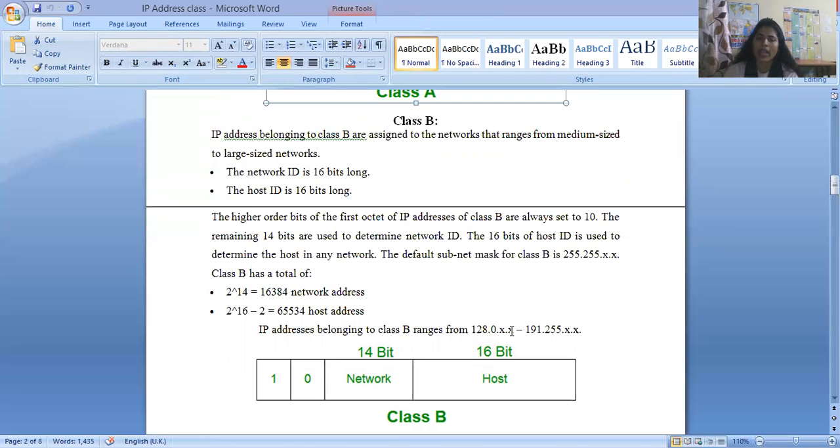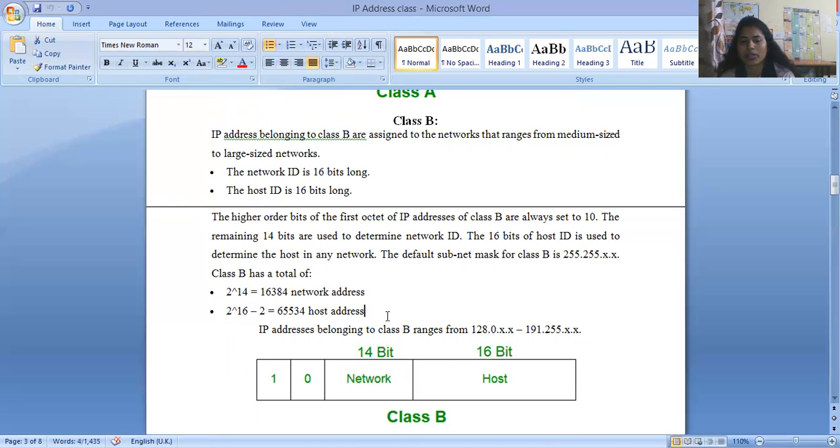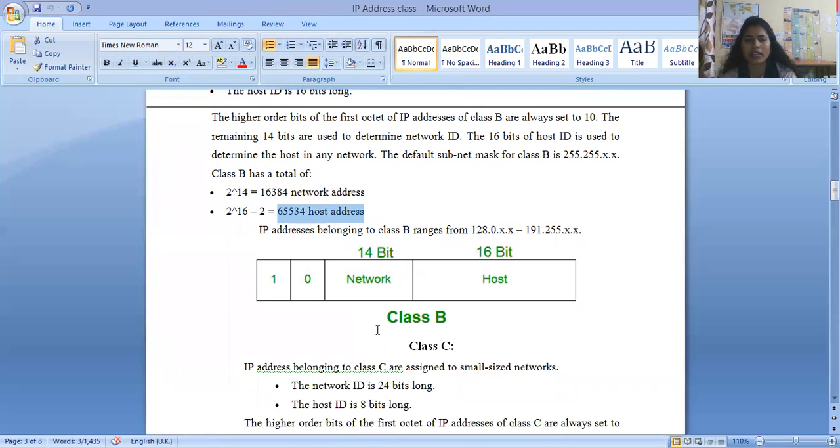255.255.x.x. If you calculate the total network IDs and host IDs, you will easily get 2 to the power 14, because two bits, 1 and 0, are reserved in the network ID, so 14 are left. So 2 to the power 14 is the number of networks, and for the host addresses it is 2 to the power 16. The range goes from 128.0.x.x to 191.255.x.x.